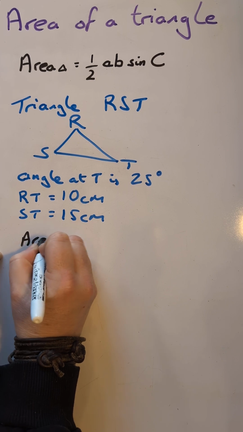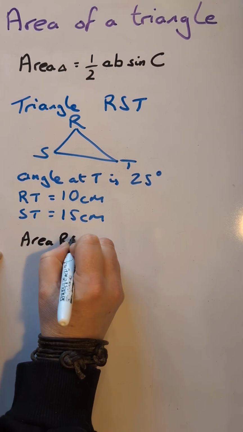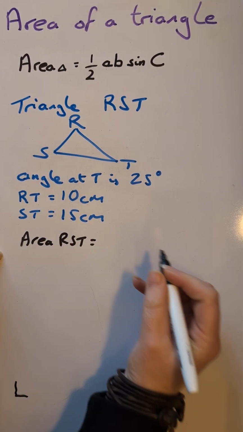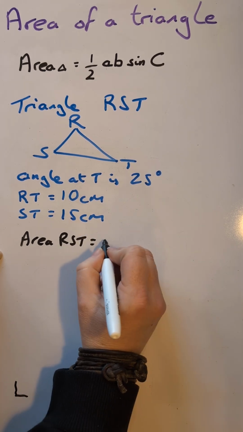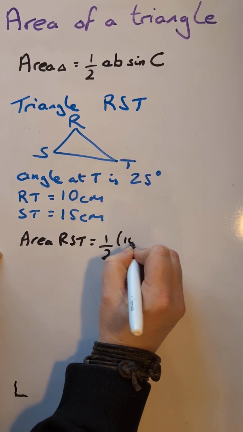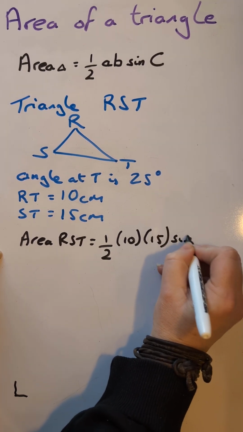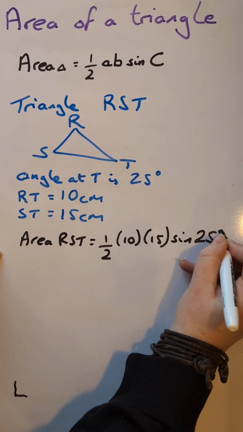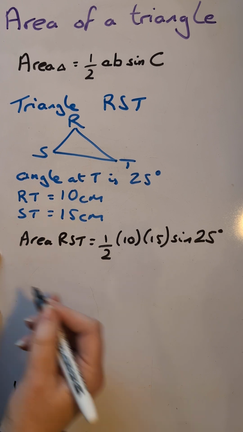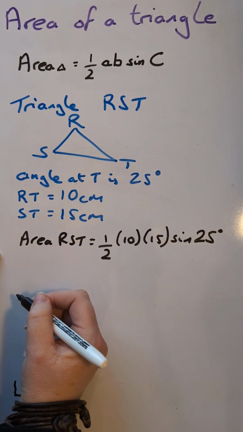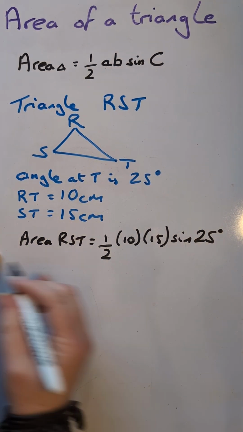The area of RST is going to be a half times the 10 times the 15 times the sine of 25 degrees. You use that with your calculator and you get your answer.